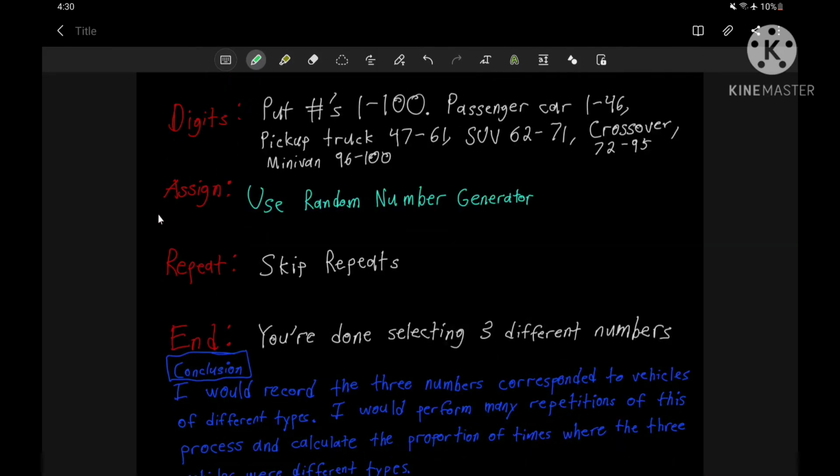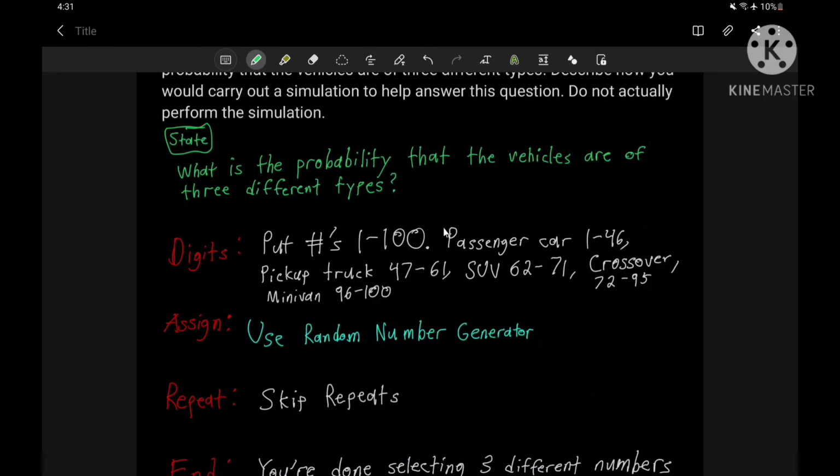Well, for assign, we're supposed to use a random number generator. You're supposed to generate from the range of 1 through 100, and it just randomly generates numbers for you.